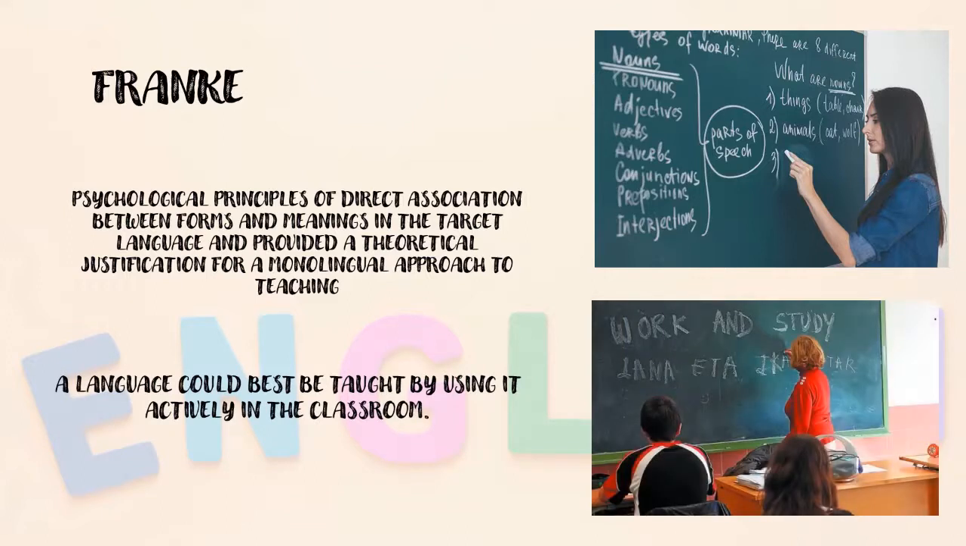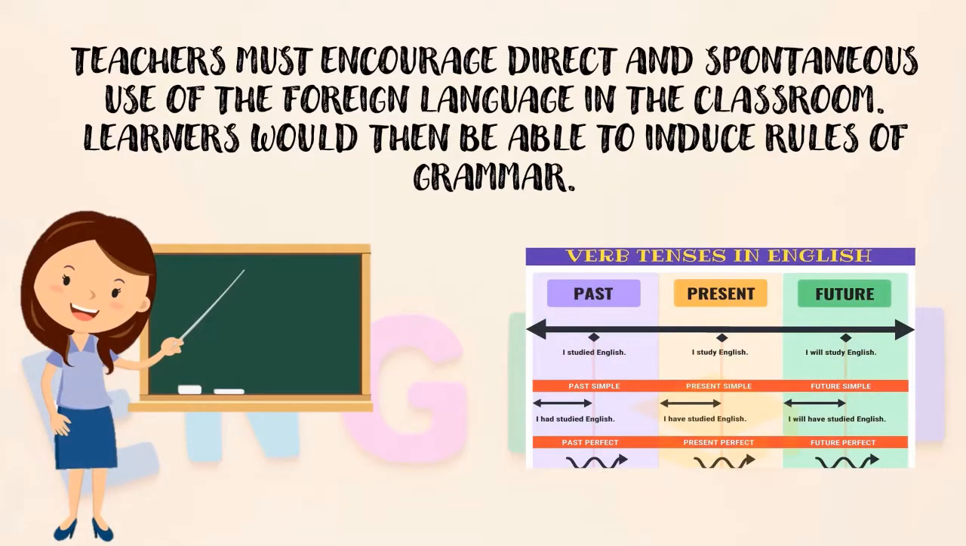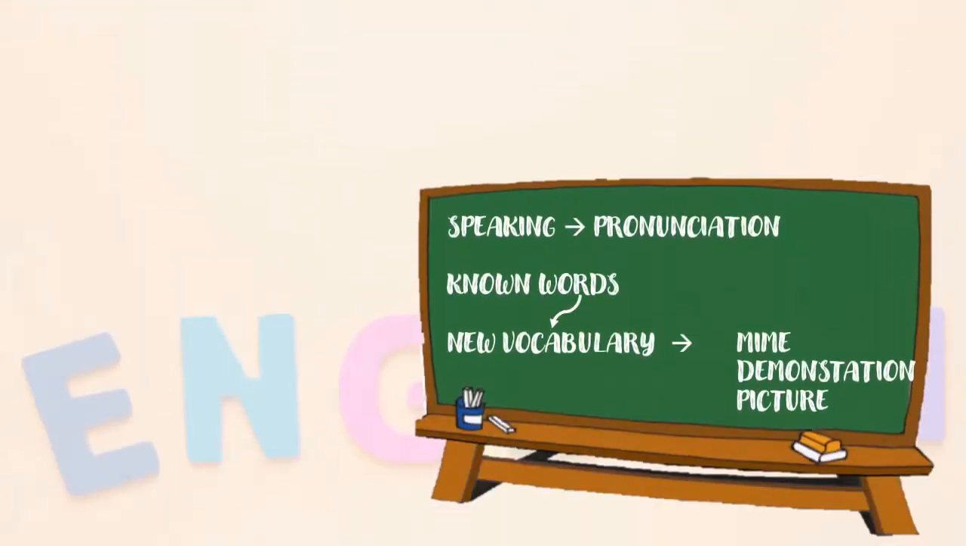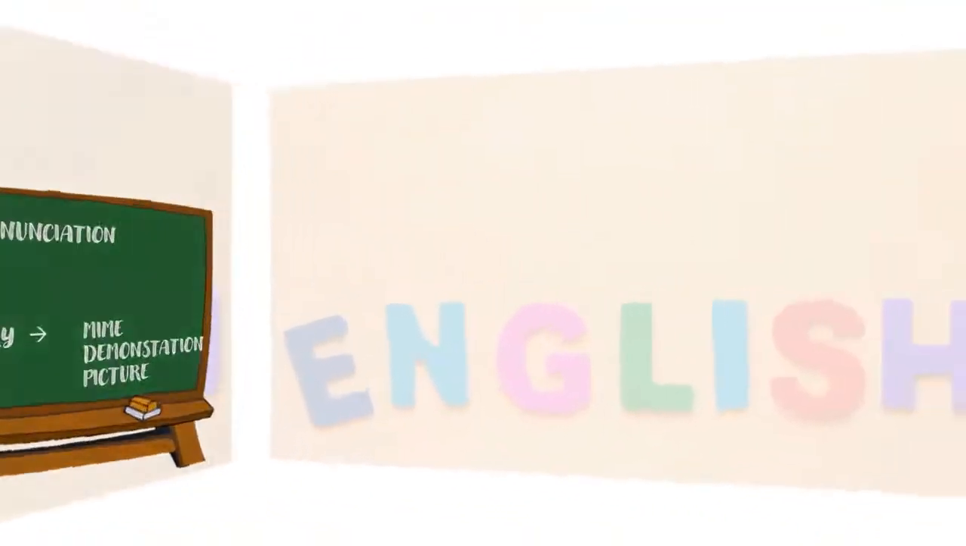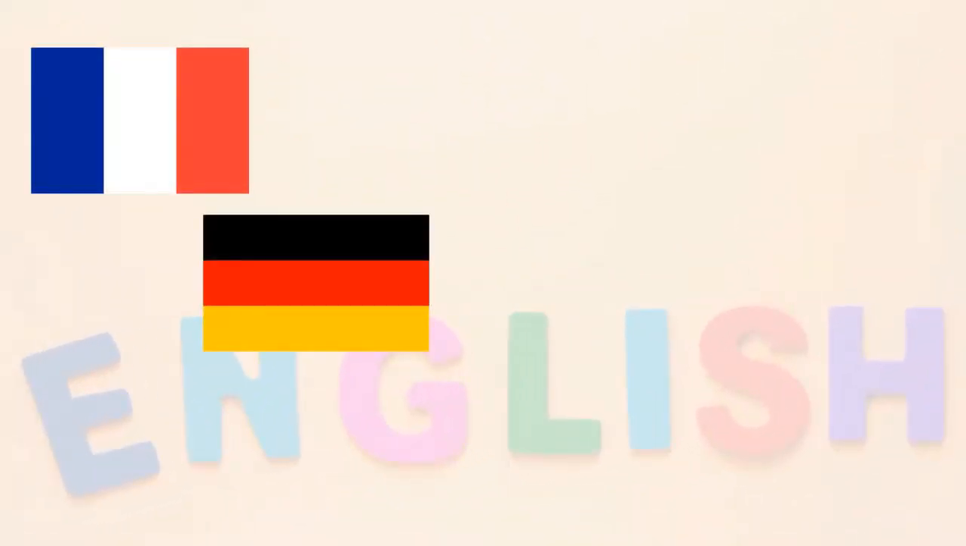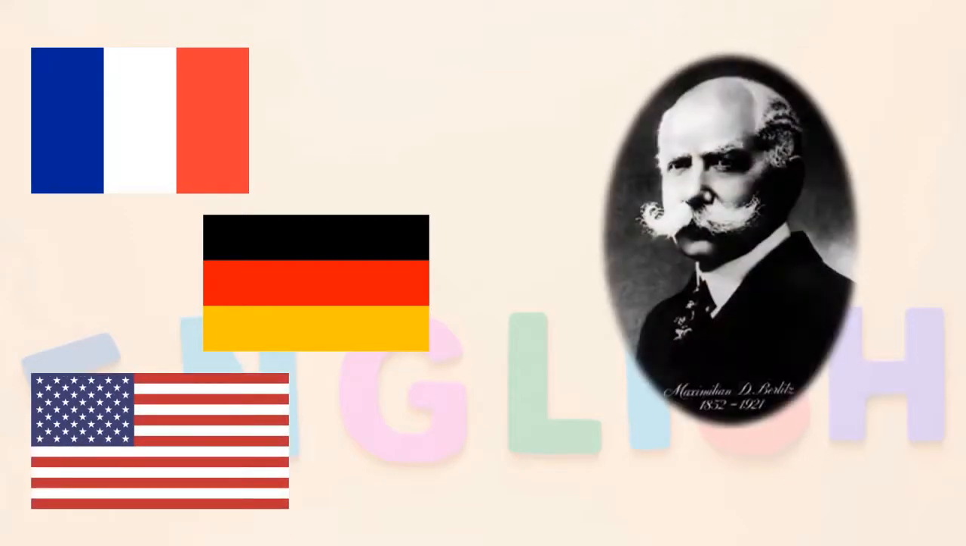Rather than using analytical procedures that focus on explanation of grammar rules in classroom teaching, teachers must encourage direct and spontaneous use of the foreign language in the classroom. Then, learners will be able to induce rules of grammar. Also, speaking began with a systematic attention to pronunciation, and known words could be used to teach new vocabulary, using mime, demonstration, and pictures. Enthusiastic supporters of the direct method introduced it in France and Germany, and it became widely known in the United States through its use by Sauveur and Maximilian Berlitz in successful commercial language schools.